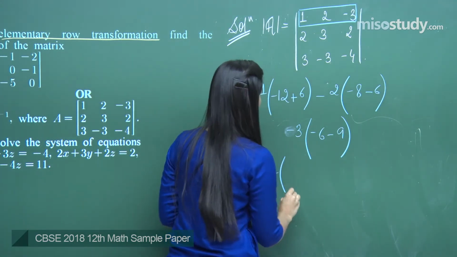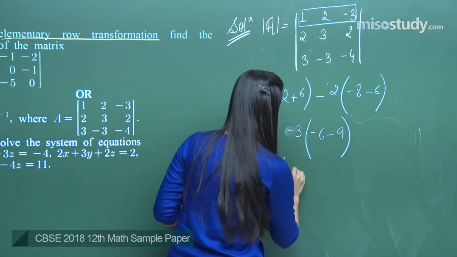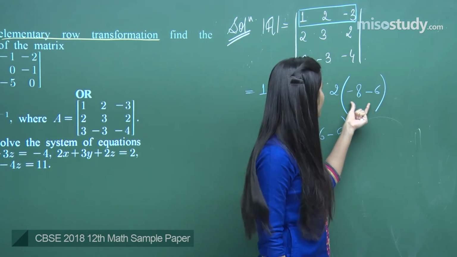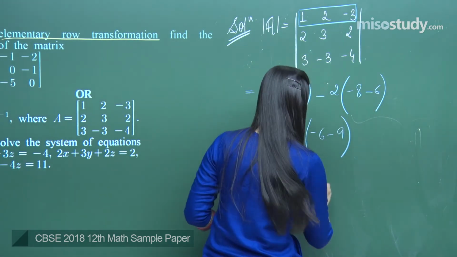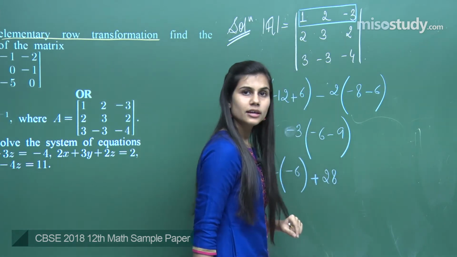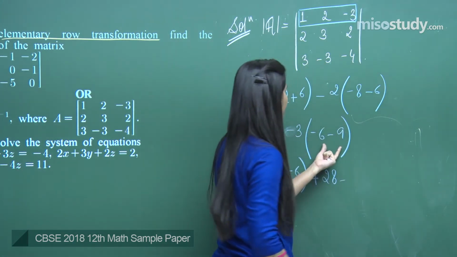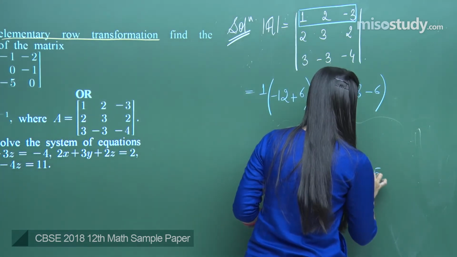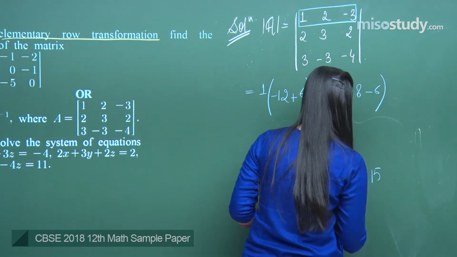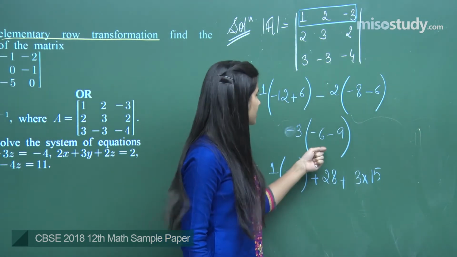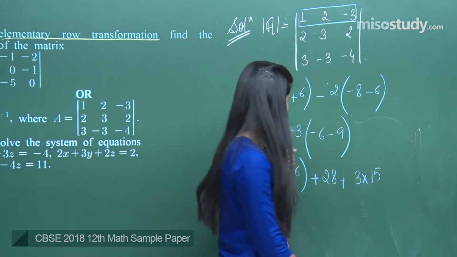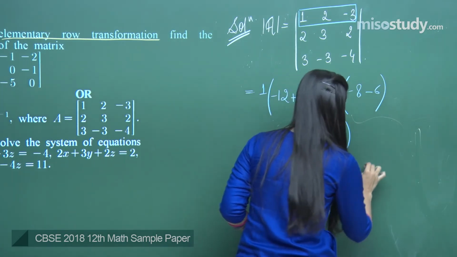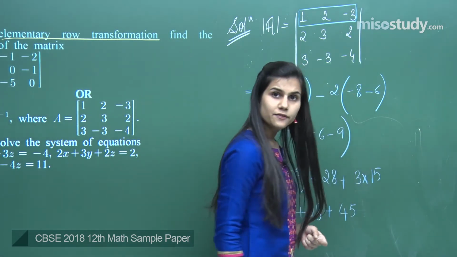After this, you're left with what? Minus 12 plus 6 gives you minus 6. Minus 8 minus 6 is what? Minus 14. Minus 14 into minus 2 is going to give you a plus 28. And here you are left with minus 6 minus 9, which gives you minus 15. Minus 15 into minus 3 gives you plus 15 into 3, because this minus comes together to make a plus. So what is it that you get? You get minus 6 plus 28 plus 45, which gives you what?